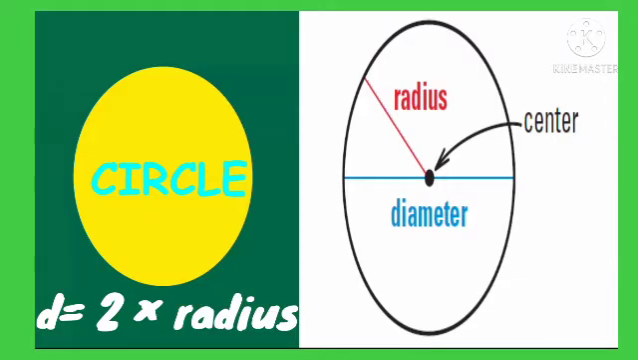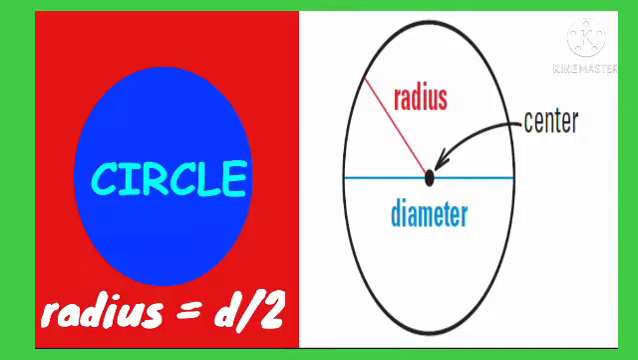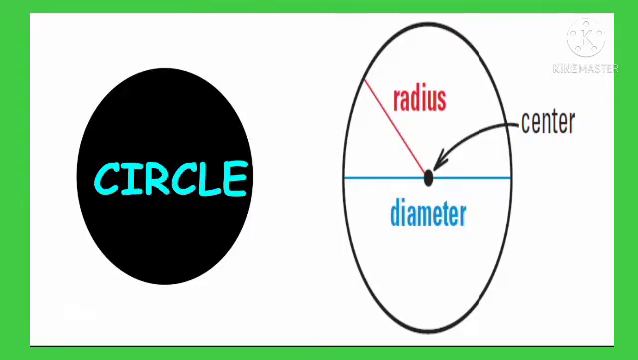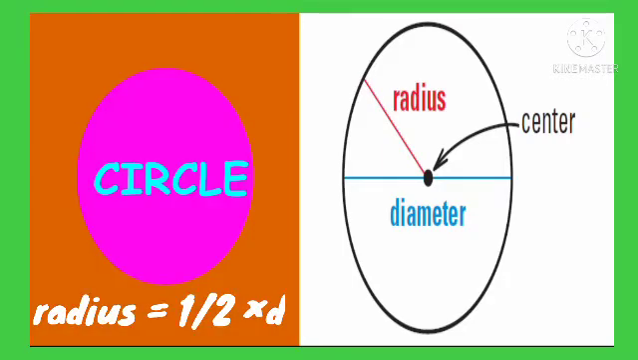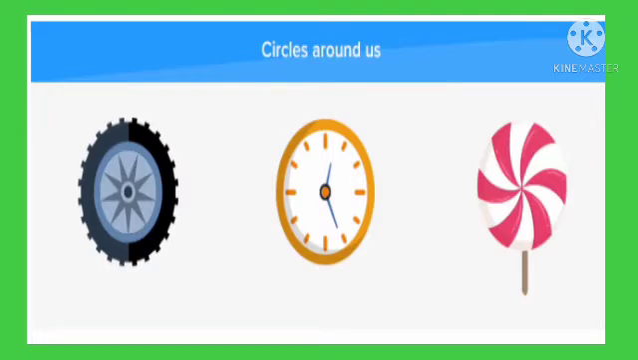Diameter is twice the radius, and radius is equal to diameter by 2. That is, radius is half of the diameter. Circles around us: wheel, clock, lollipop, coins, CD, bangle are the examples of circles.